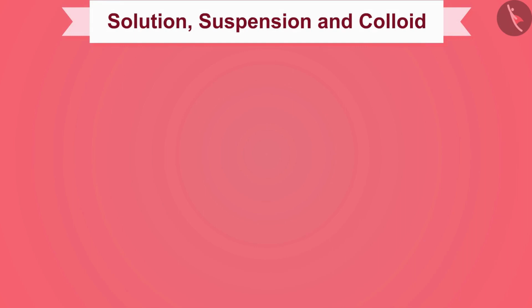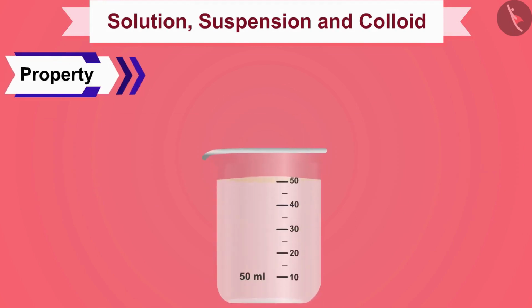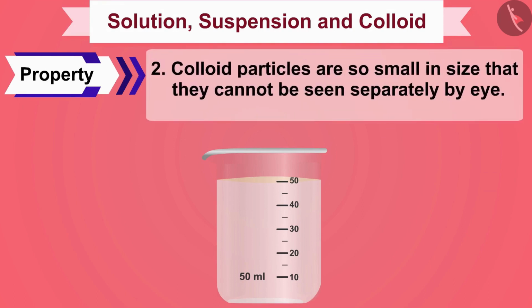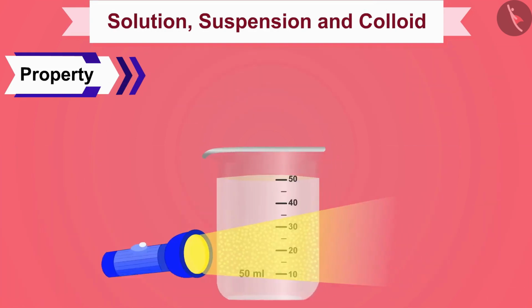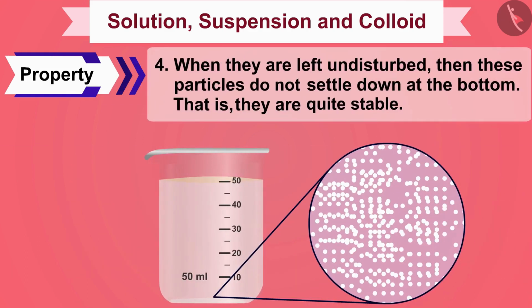Let us now look at the properties of colloidal solutions. By this activity, we can conclude that 1. Colloidal solutions are heterogeneous mixtures. 2. Colloid particles are so small in size that they cannot be seen separately by the naked eye. 3. They are large enough to scatter a beam of light and make its path visible. 4. When left undisturbed, these particles do not settle down at the bottom. That is, they are quite stable.